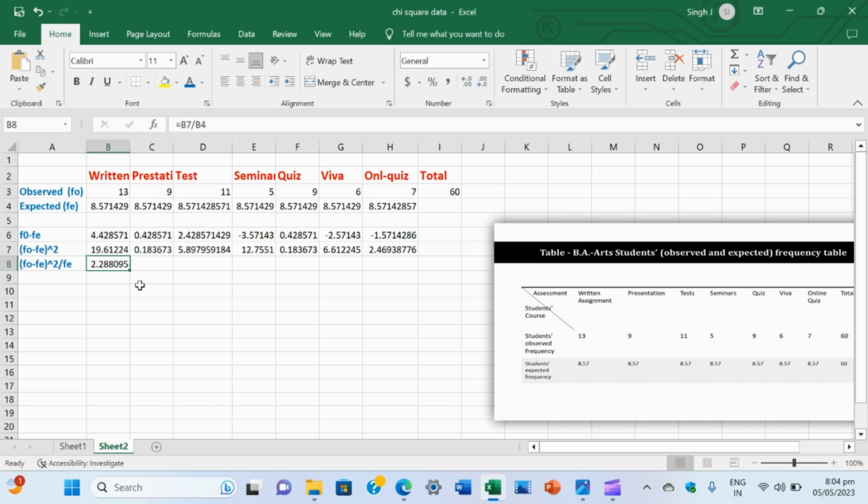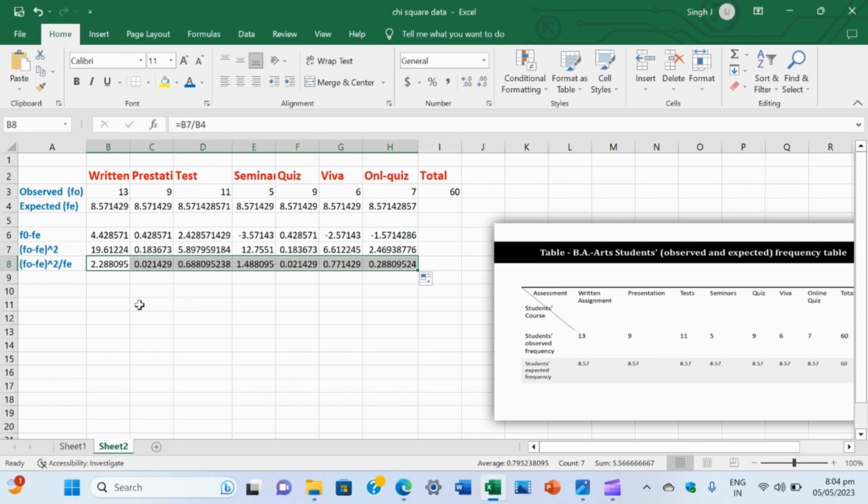the first category, that is written examination. And after this we drag it, and all the values for f4 minus fa square upon fa for all the categories, that is presentation, test, seminar, quiz, viva, and online quiz, were found.